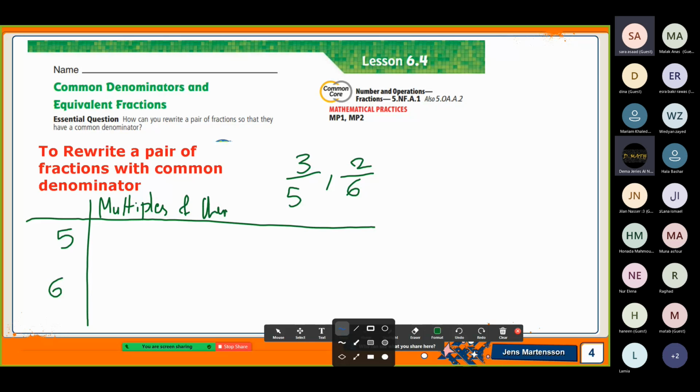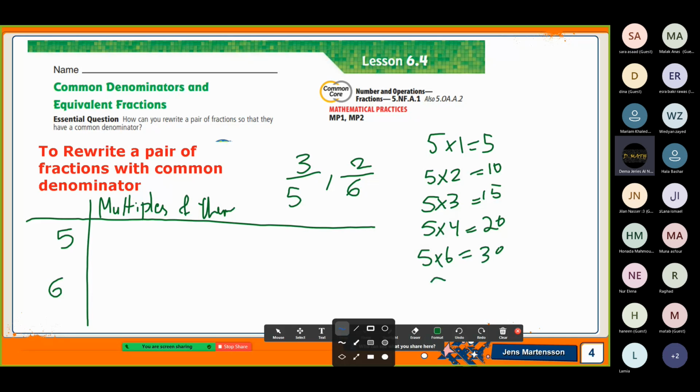What do I mean by multiples? Do you remember the multiplication table? Do you remember that 5 times 1 is 5, and 5 times 2 is 10, 5 times 3 is 15, 5 times 4 is 20, 5 times 6 is 30, 5 times 7 is 35, and then 5 times 8 is 40. This is what we call the multiplication table of 5.